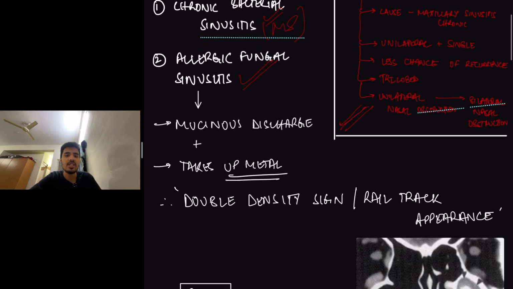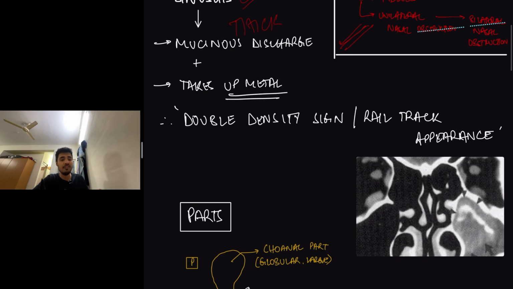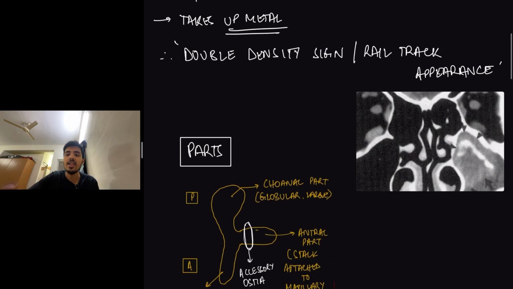In allergic fungal sinusitis, there are two characteristic things: very thick mucinous discharge, and the infection tends to take up metal from the atmosphere. This leads to a sign known as double density sign. As you can see here, you have two different densities, or it appears like a railway track. So double density sign or railway track appearance seen in fungal sinusitis. So basically just remember the two causes: chronic bacterial maxillary sinusitis or allergic fungal sinusitis. It is infectious in nature. It is due to local infections.